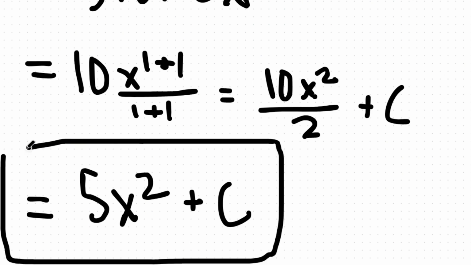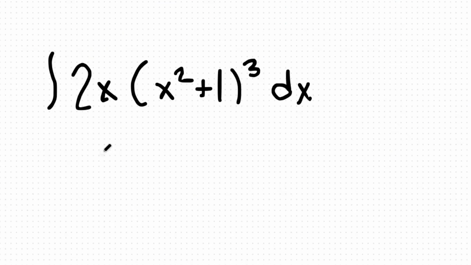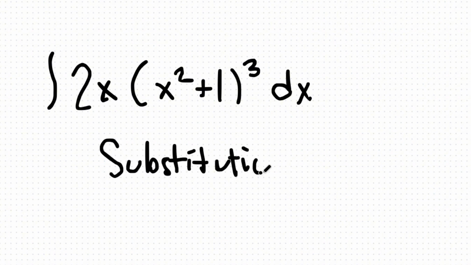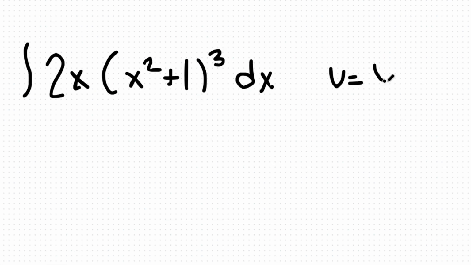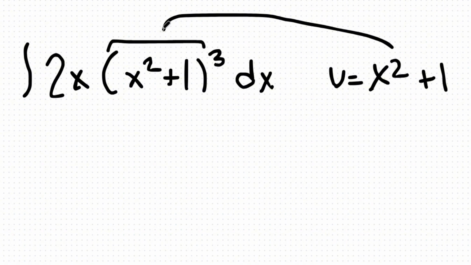Okay, now what if things get trickier, like a function inside another function? The power rule will not cut it. We need substitution, a way to make complicated integrals simpler. Take integral 2x times (x squared plus 1) raised to the power of 3 dx. Looks messy, right? First, spot the inner function, which is x squared plus 1. Let us call this u. u equals x squared plus 1.